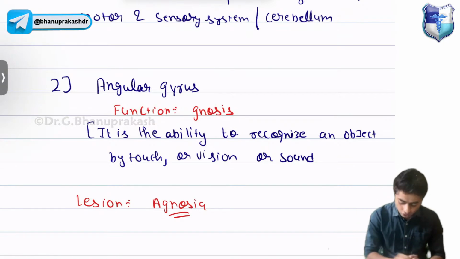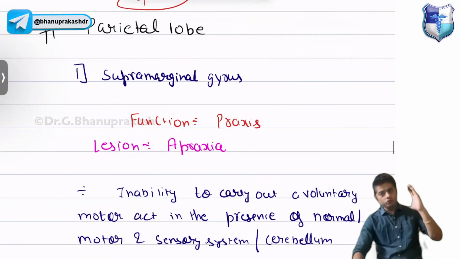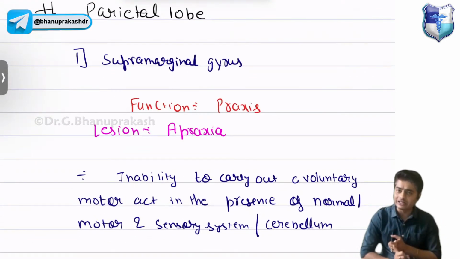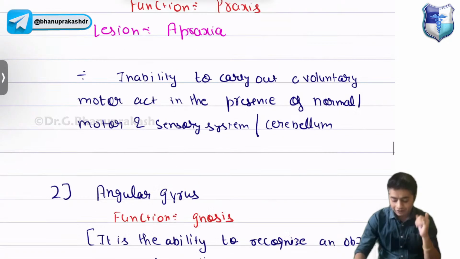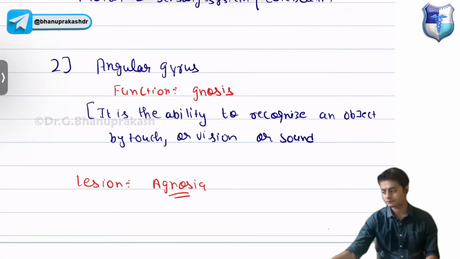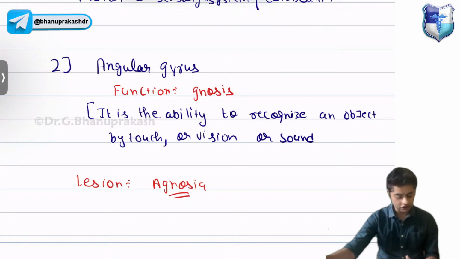Okay, everyone. So in the parietal lobe, there are two important structures which we have studied. The supramarginal gyrus: if there is a lesion, it leads to apraxia. And the angular gyrus: if there is a lesion, it leads to agnosia. Okay, everyone. Now we'll move further.